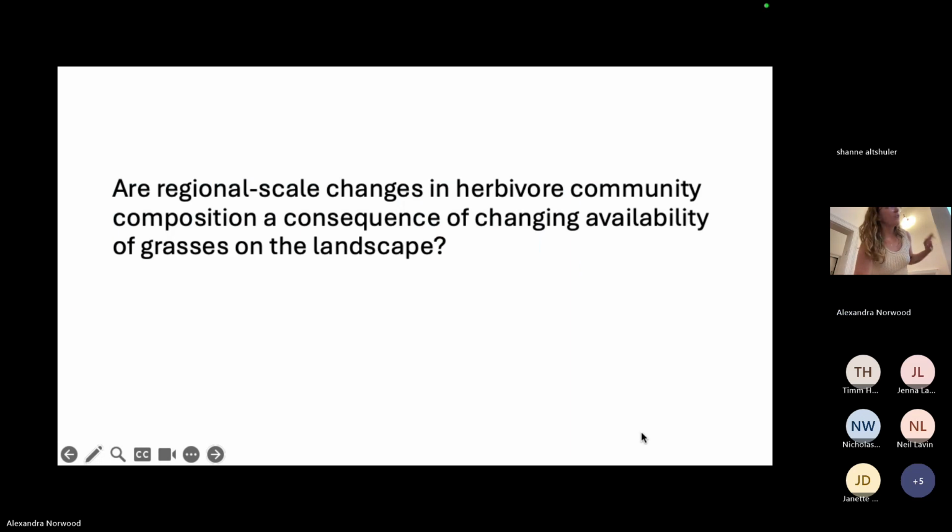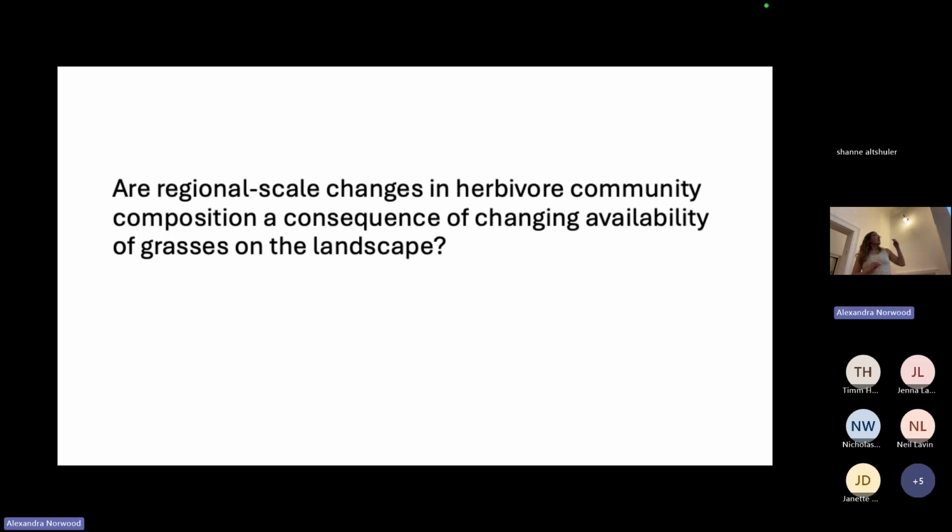So the question that this raises is, are the changes that we're seeing in the herbivore communities, who's there, which animals are dying out or leaving the area, are those changes in community caused by changes in environment that are really related to the amount of grass that's available to these animals that prefer to eat grass?